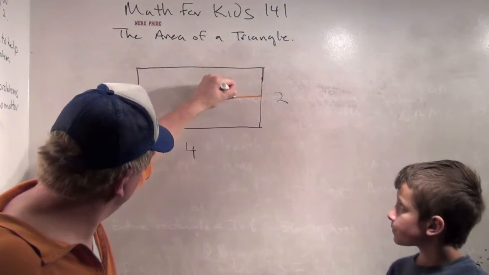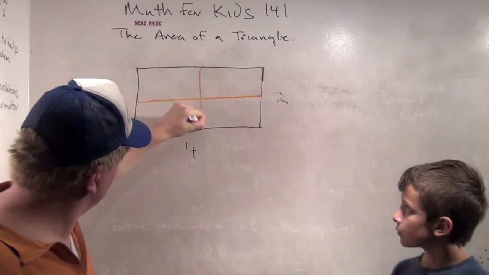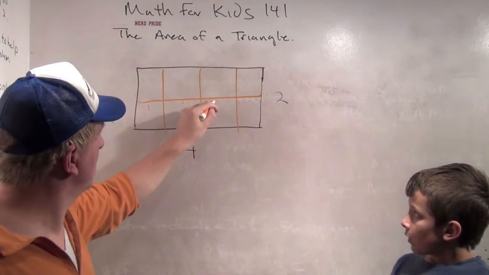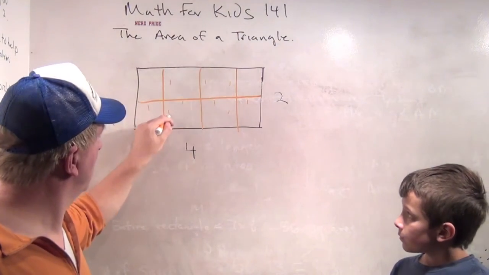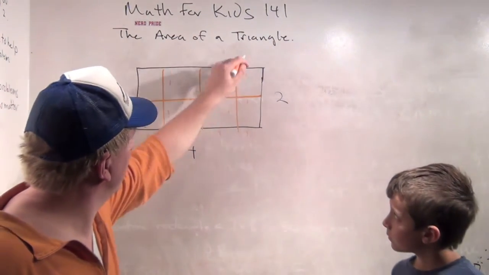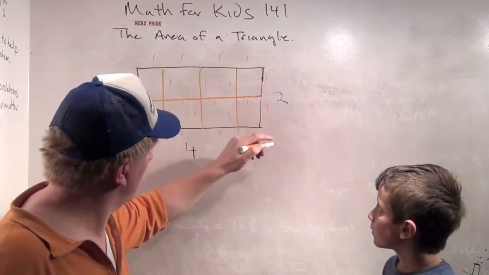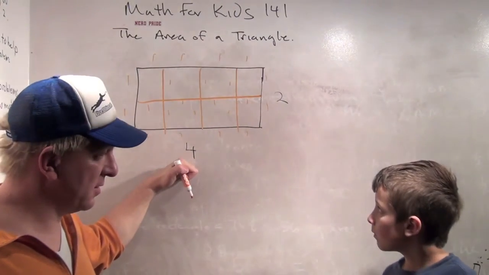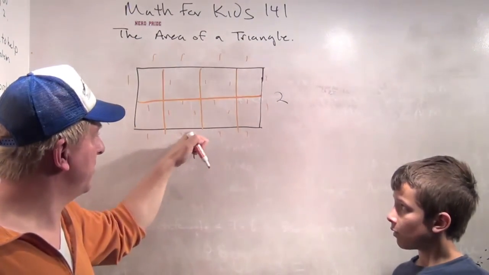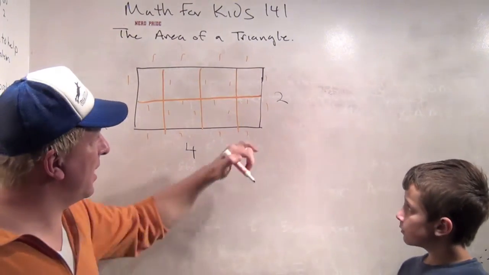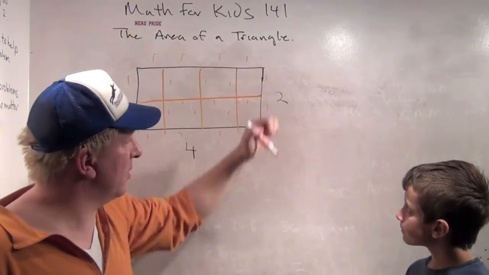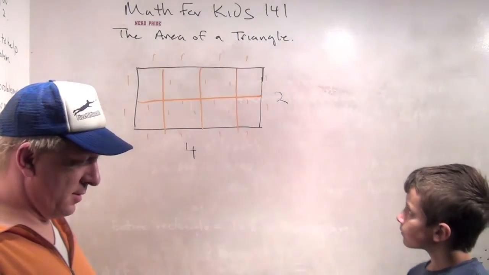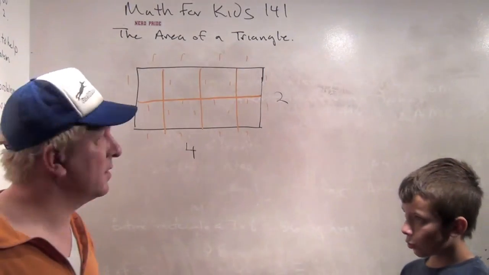So I divide it up into squares that all have side length 1. How did I know there were 4 this way and 2 this way? Because that's what it means to be 4 long. If this is 4 feet long, it means I can chop it up into 4 bits that are 1 foot long. And if this is 2 feet high, then I can go 1, 2. Now, how many squares did it take to fill up that area? It took 8 squares.